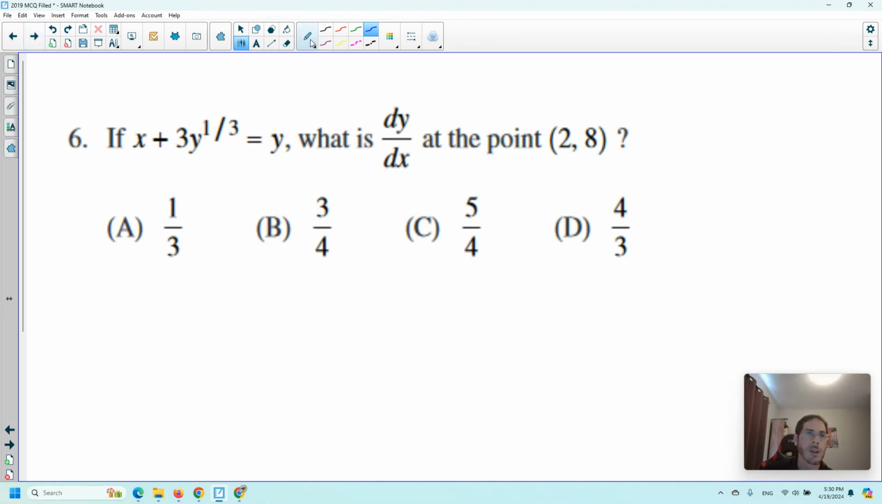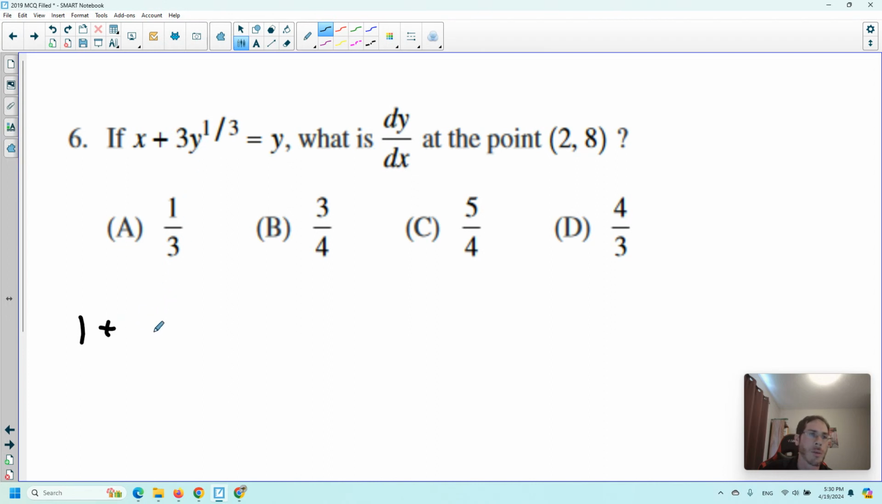All right, x plus 3, y to the 1/3 equals y. What is dy/dx at the point 2, 8? I see I got y's on both sides. That's a good hint that we just use some implicit differentiation to figure this one out. So to do the implicit, remember we just take the derivatives of both sides. Derivative of x is 1, or 1 dx/dx, because we're doing dy/dx.